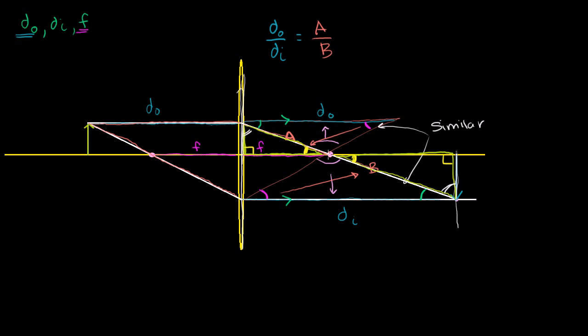Now, since all three angles are the same, these are also both similar triangles. So we can do a similar thing. We can say A is to B. Remember, both A and B are opposite the 90-degree angle. They're both the hypotenuse of these similar triangles.